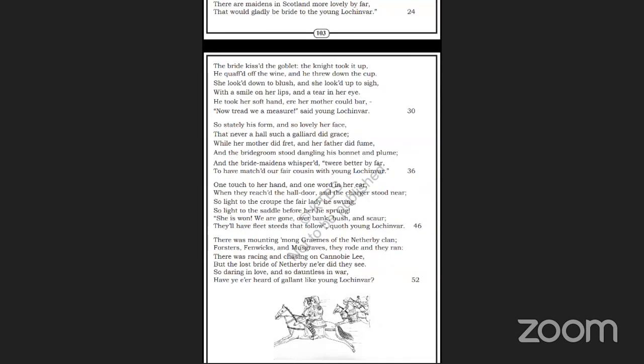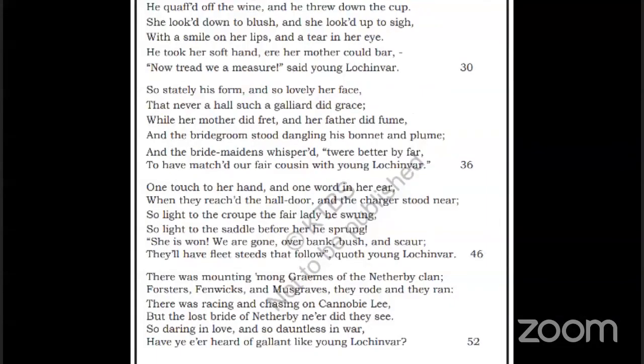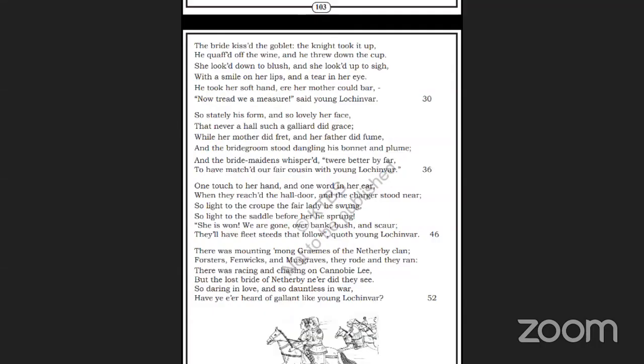She had smiled because she was happy that Lochinvar had come to take her away. There was a tear in her eye. Remember, this tear was the tear of joy. Okay, don't think that she was shedding tears and she was sad for that. No. She was shedding tears because she was happy. Happy and joyful.